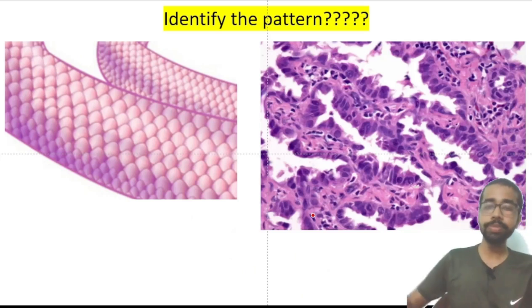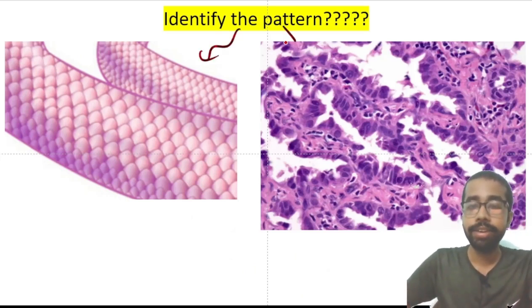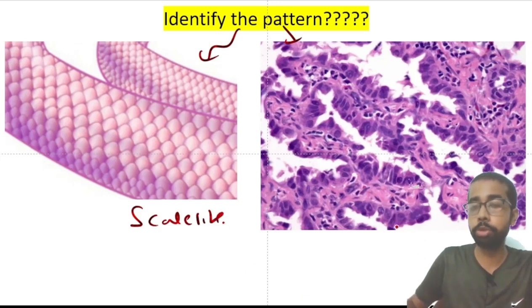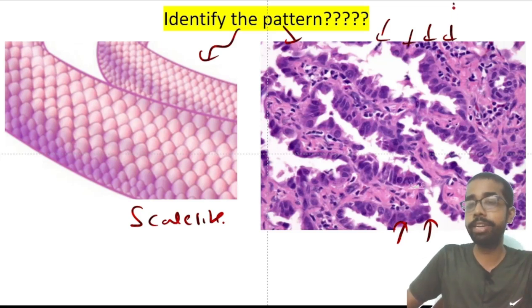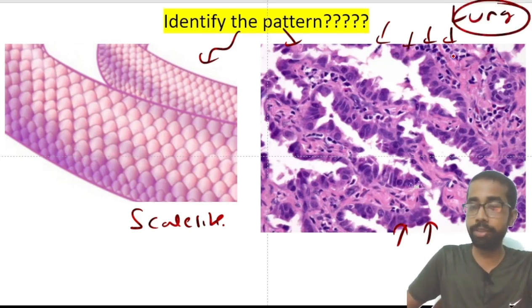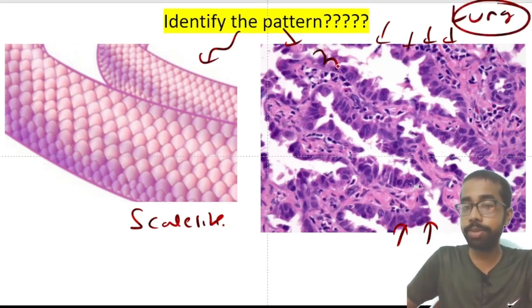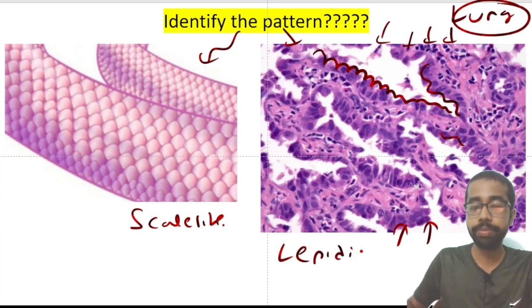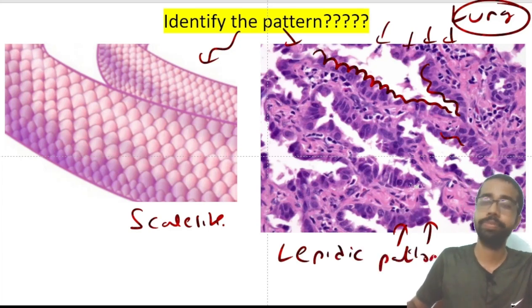Okay. Again, another pattern, right? The pattern is scale-like, and I have shown you the tumor. If I tell you the site, you will definitely jump to the pattern. Let's say it's a lung tumor. Alveoli are intact, but the tumor is creeping along the alveolar walls without causing massive destruction. Yes, you are right. It is lepidic pattern, right?